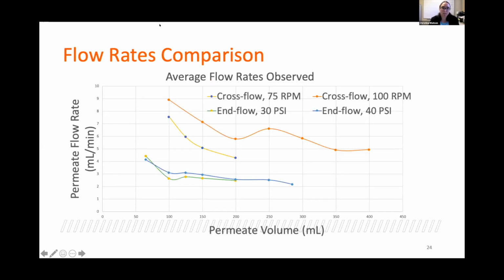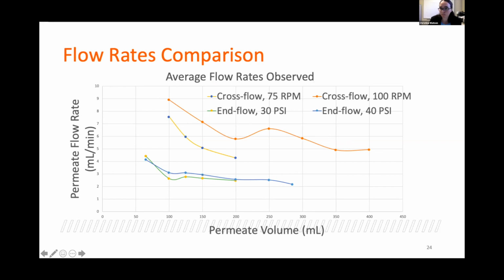The main difference that you get with crossflow and inflow filtration is with the flow rates. Here I have permeate flow rate in milliliters per minute, and along the X I have permeate volume in milliliters. You can see that as the volume of permeate increases, the flow rate of the crossflow is significantly higher than with the inflow. The crossflow is in yellow and orange at the top, and the inflow is in green and blue at the bottom.